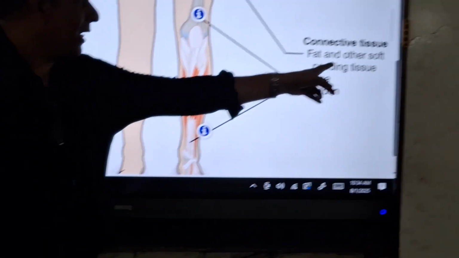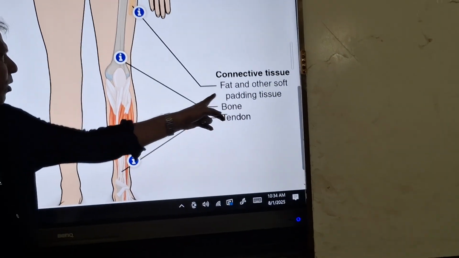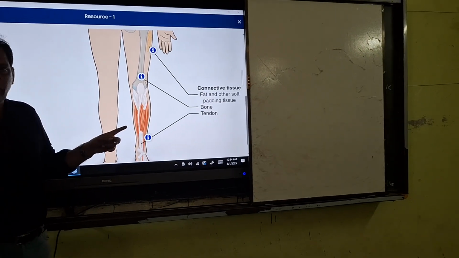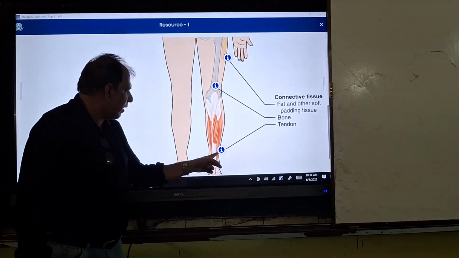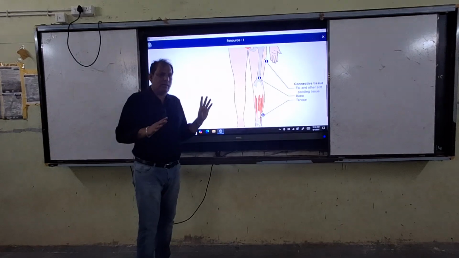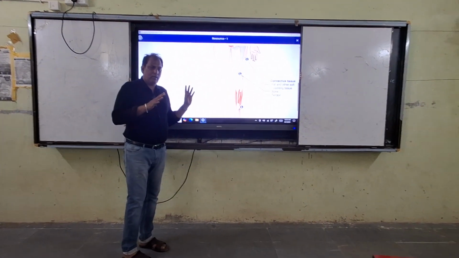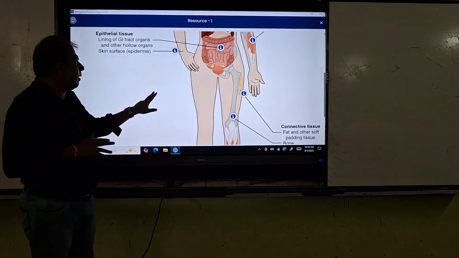Now, fat and other soft fatty tissue are also connective tissue. Bone, as we have already learned, is also one of the connective tissues. Tendon also is one of the connective tissues. In this way, we can observe different kinds of tissues in the human body.